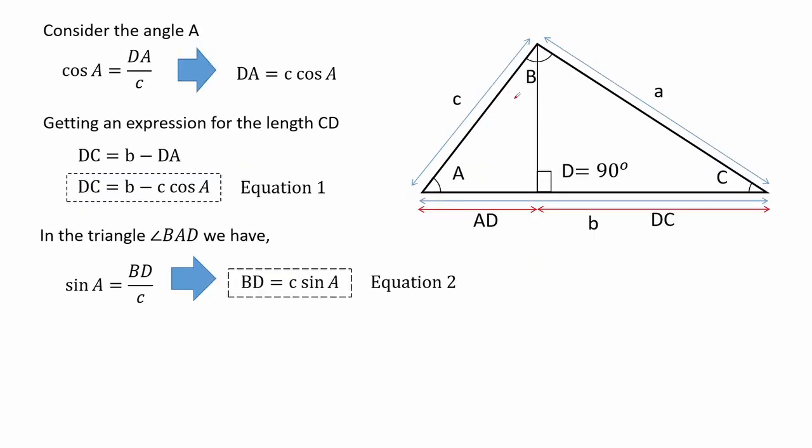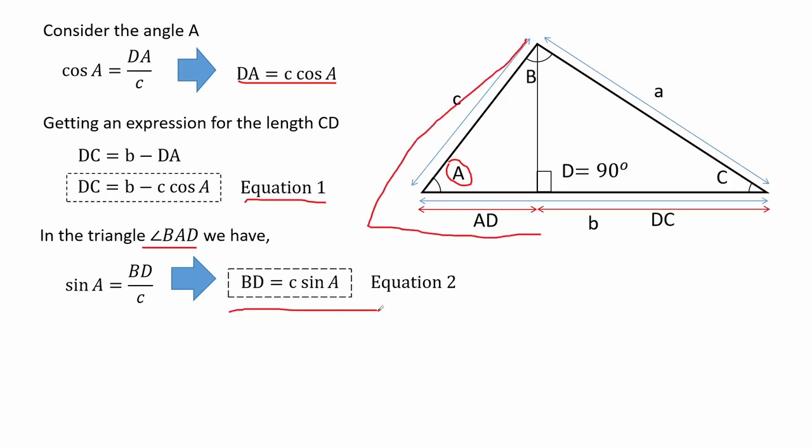Consider first the angle A, where we see the cosine function of it is obtained and it is rewritten as a function of c times the cosine of A, getting an expression for the length CD. We have equation 1. In the triangle BAD, we have the sine function of A and it shows the length BD equal to c times the sine of A as shown in equation 2.